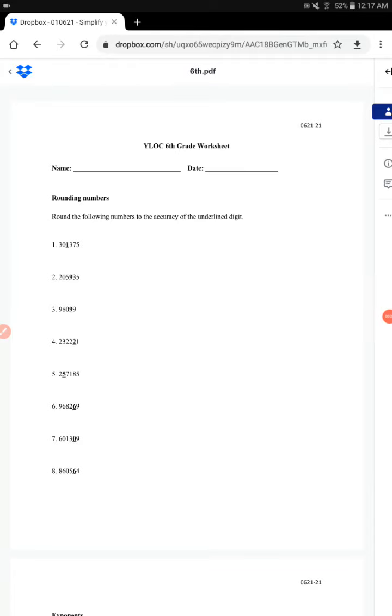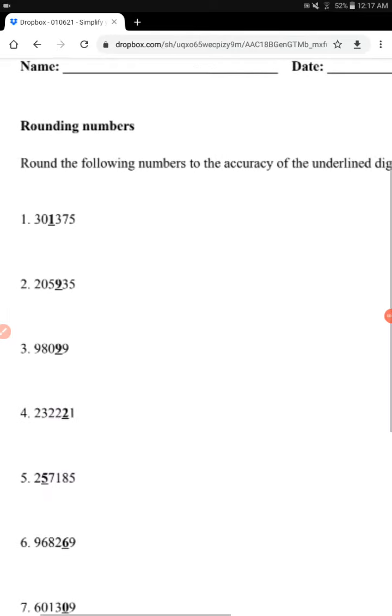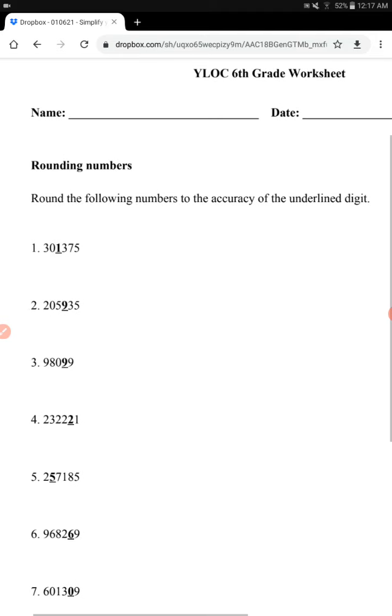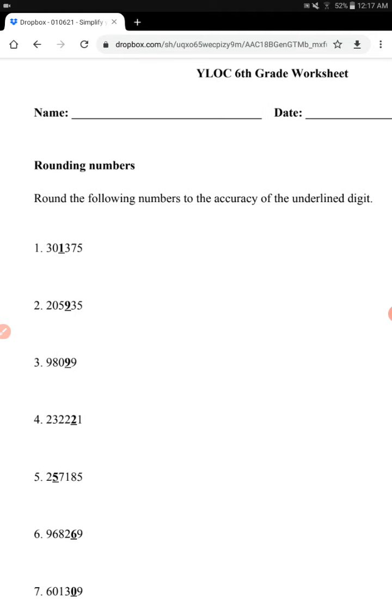Hey guys, welcome back to another lesson, and we'll be looking at rounding numbers. Really easy. Round the following numbers to the accuracy of the underlined digit.